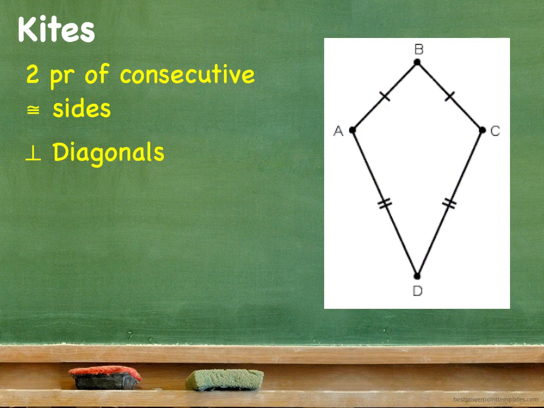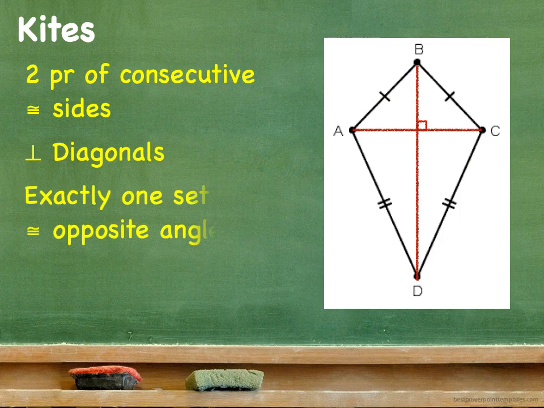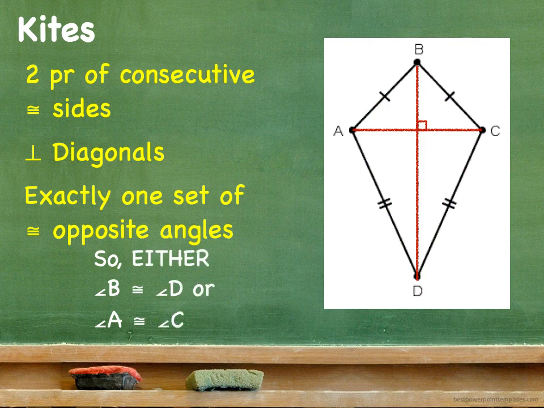The diagonals of a kite are perpendicular, so the diagonals B to D and A to C are perpendicular. Perpendicular means we form right angles. Always remember that when we're working with right angles and we've formed right triangles, the Pythagorean theorem can often be helpful. Exactly one set of opposite angles is congruent: either angle A is congruent to angle C, or angle B is congruent to angle D, depending on the information we're given. We don't have all of them congruent, but we do have one set of opposite angles being congruent.